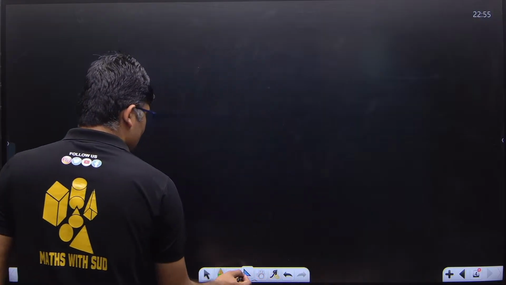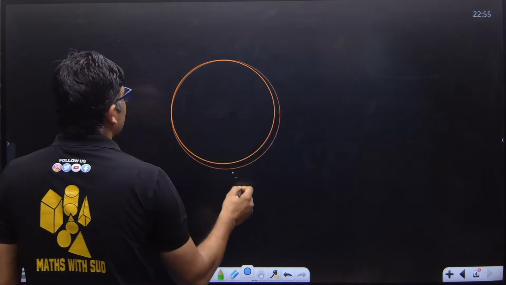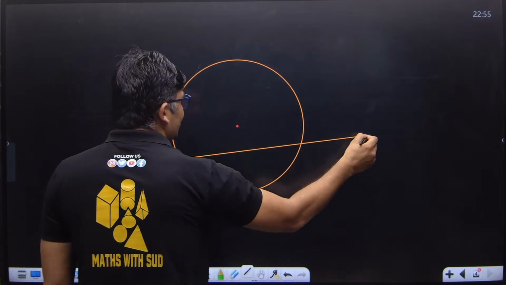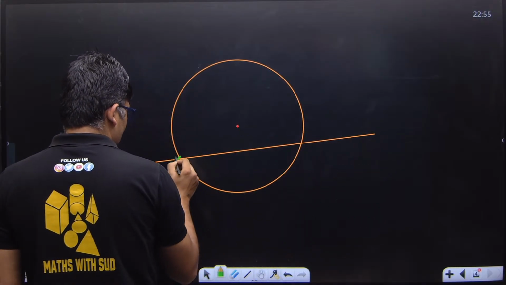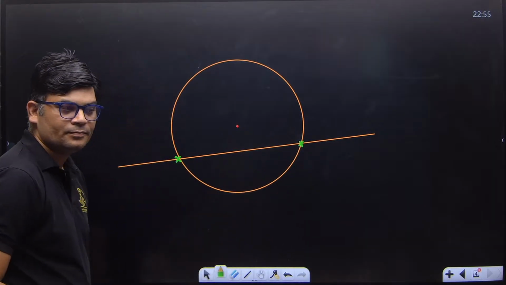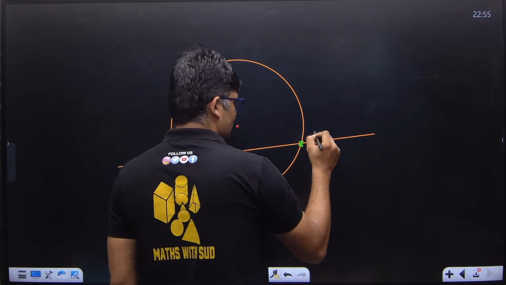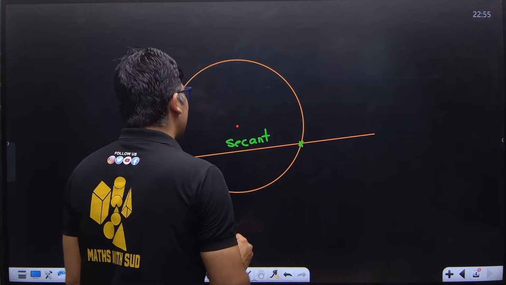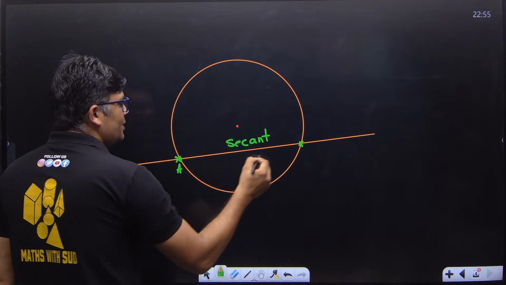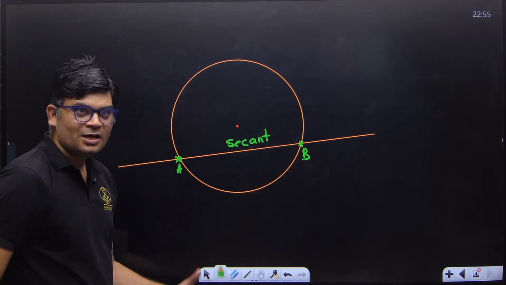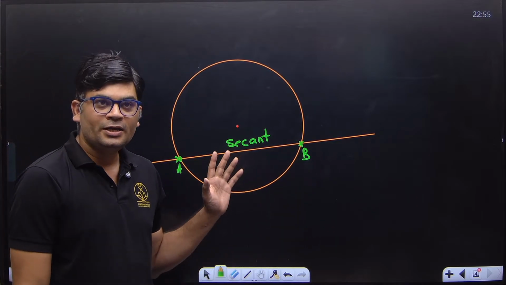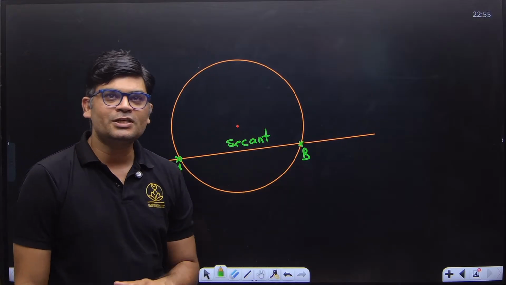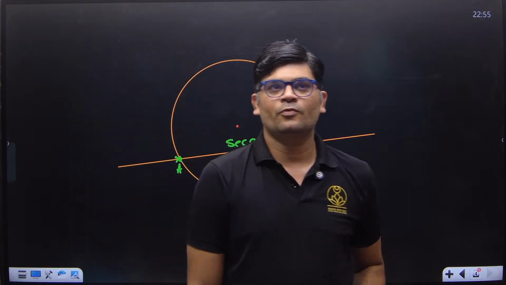It's touching the circle. So how many kinds of lines are there in a circle? There can be three kinds of lines. One is intersecting the circle at 2 points. What is this line known as? It's called a chord? No. Chord is the line segment, beta. If I ask you about what is AB, you will say it is the line segment, the chord. But here it is not the chord. Here it is the secant. Secant is a line which intersects the circle at two different points.